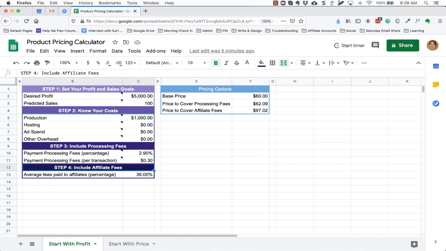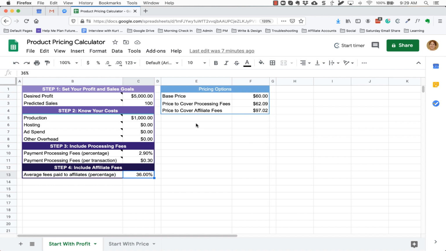And then finally, if you have affiliates, you're going to include the average fee that you pay to your affiliates. Now, this one is a little bit trickier because, for example, my products, I pay affiliates 50%, but not every sale comes in through an affiliate. So overall, across the board, on average, I know that I pay my affiliates 36% because some of those sales come in directly through me and there is no affiliate fee. Some of them come in through affiliates. So if I look at all of my sales for the entire month, I know that on average, I pay out about 36% to affiliates. So that's the number that I put in here.